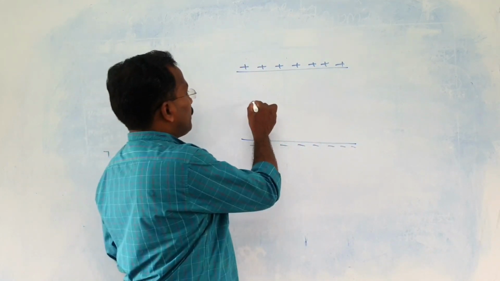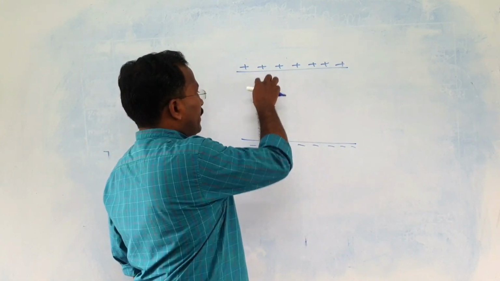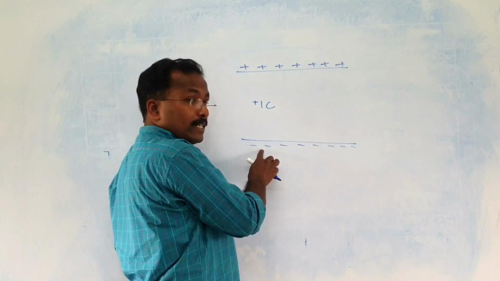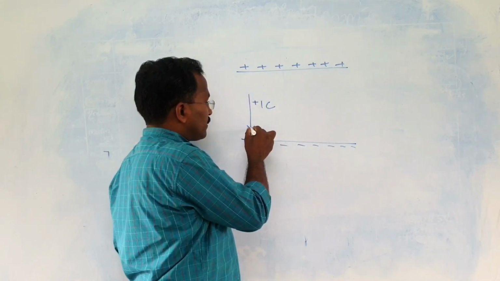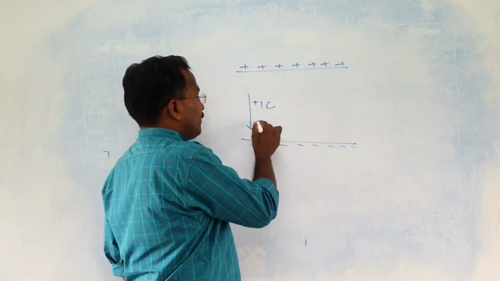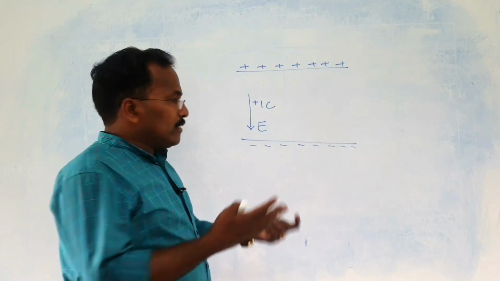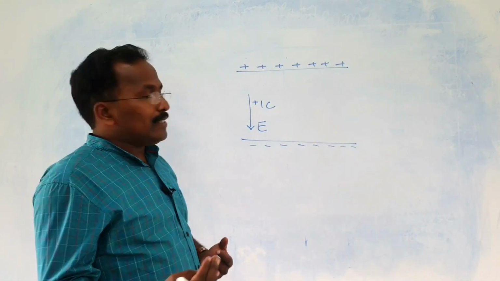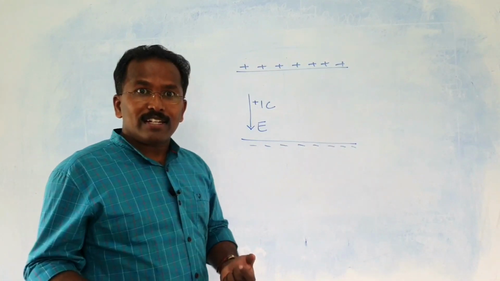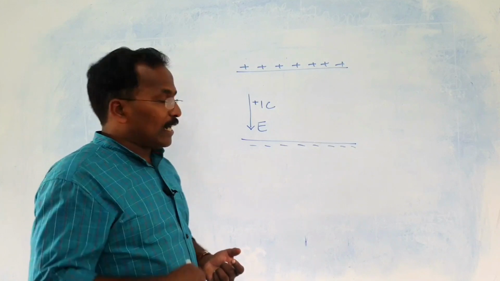Now, if you keep a plus 1 coulomb charge in between, we say it is repelled by this plate and it is attracted by this plate. So, the 1 coulomb charge will be moving down like this. So, I say there is an electric field here in this direction. And practically this is how you make an electric field in your laboratory. This is how J.J. Thomson created the electric field for his e by m experiment. I hope you can recollect.